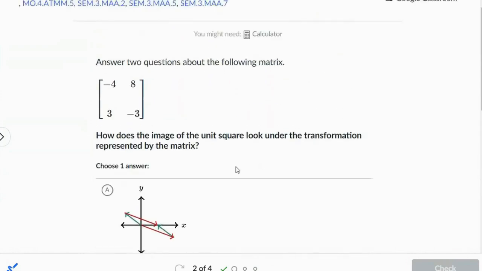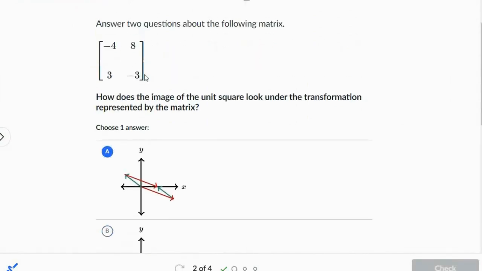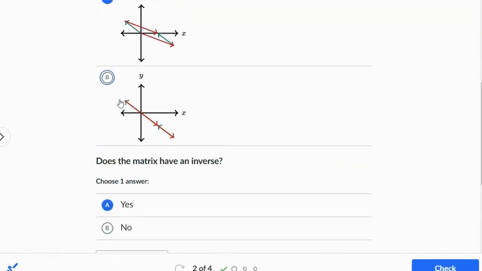It just gives you a matrix, which again, you can check right there to see if it has an inverse. A times D minus B times C, 12 minus 24. This does have an inverse. So if it does have an inverse, it can't be this one. It has to be this one because it has an inverse, because A times D minus B times C is not 0. So it must be different slopes. So yes, it has an inverse. Remember, it would be the exact same lines if it did not have an inverse.